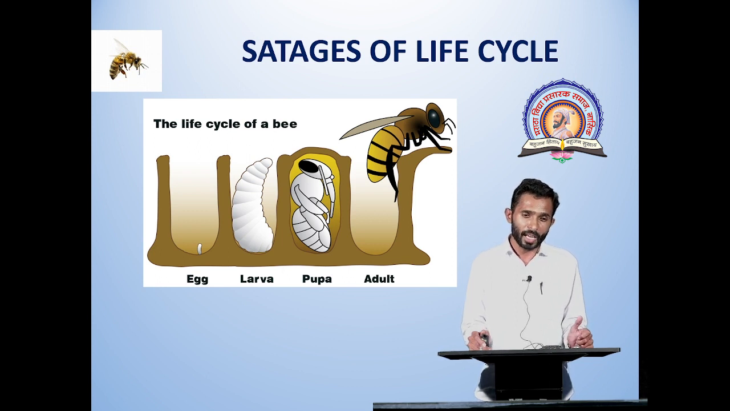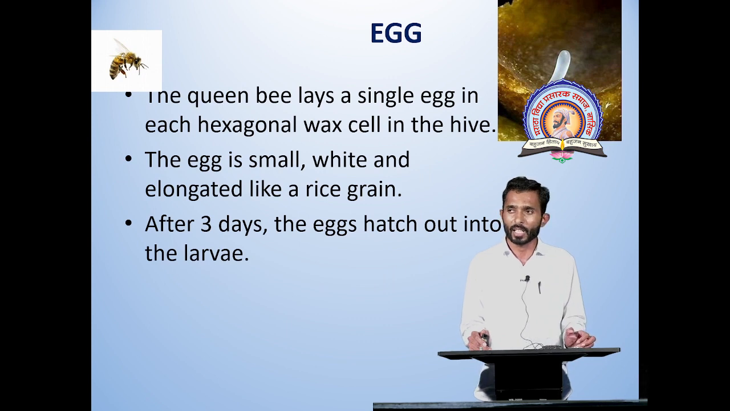The egg is small, apodous and whitish in color. The egg, larva, pupa and adult are a sequential series of events. Now we come to the first stage, the egg. It is a single egg, laid by the queen bee into the hexagonal wax cells at the bottom. There is an incubation period of 3 days.